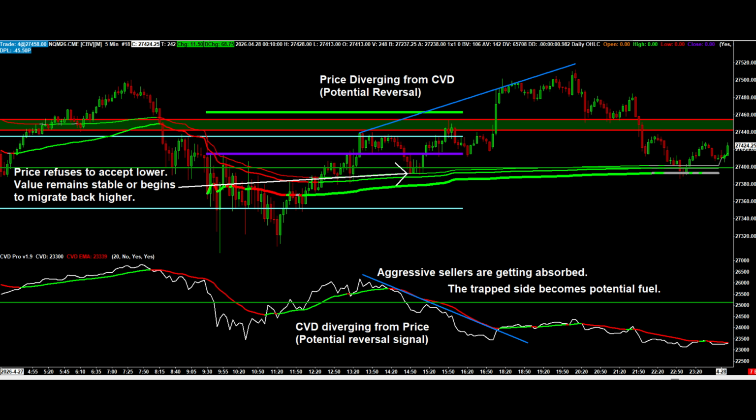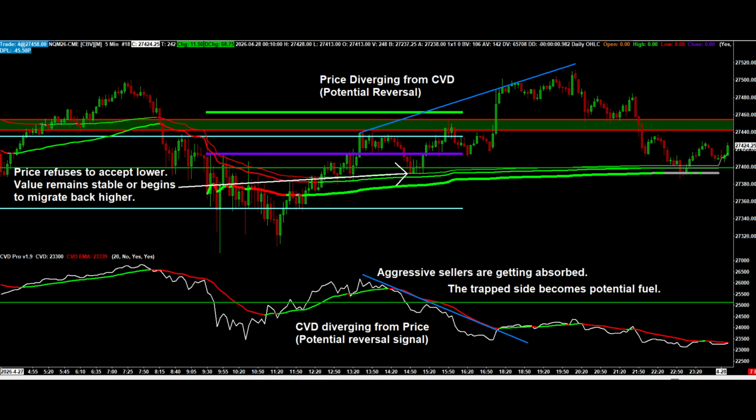A stronger long setup may appear if price reclaims value and CVD begins to shift. The sequence would look like this. Sellers attack, CVD drops. Price refuses to accept lower. Value remains stable or begins to migrate back higher. Then price reclaims the prior value area. CVD starts turning up as trapped sellers cover and buyers regain control. That creates a potential reversal trade.